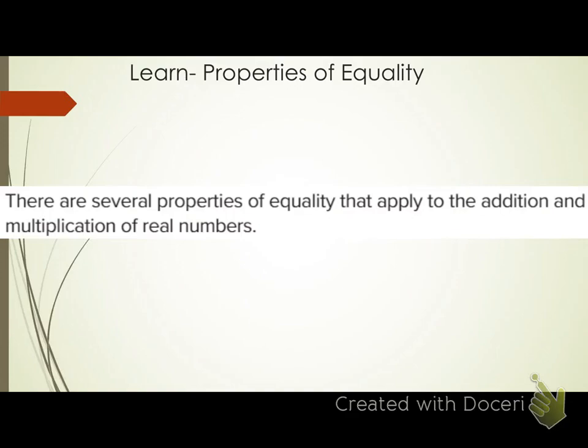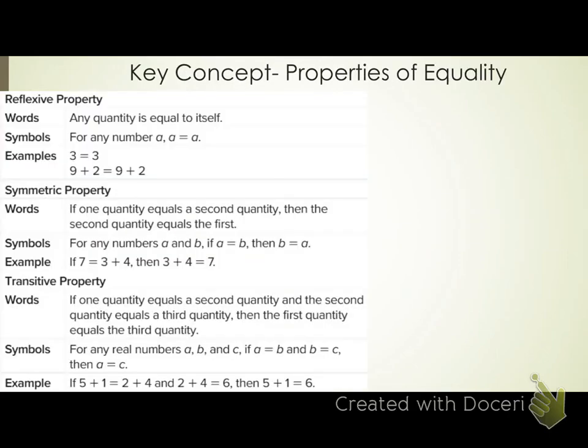So, there are several properties of equality that apply to the addition and multiplication of real numbers. So today, we're going to dig real deep into all these properties of equality of our addition and multiplication of real numbers. So, lots of notes today, lots of information. That's okay, we'll get through it together. Here are our first three properties of equality.